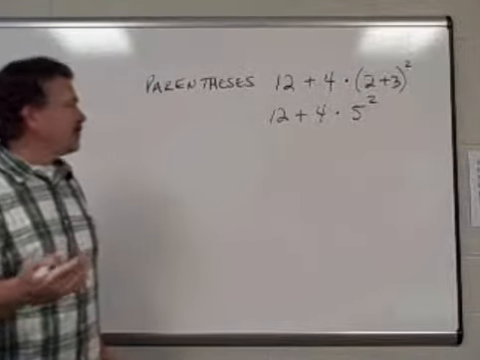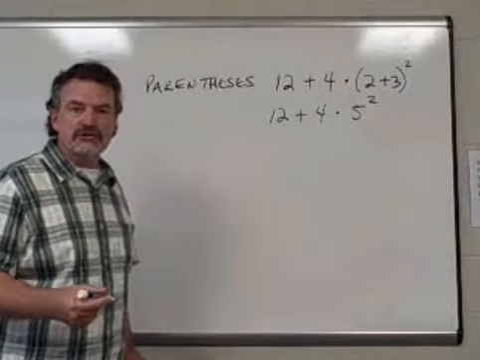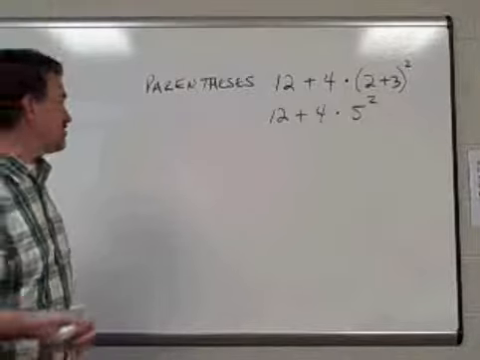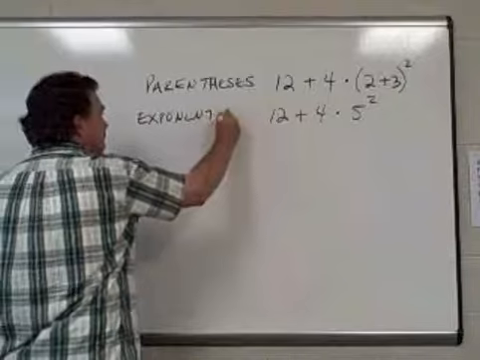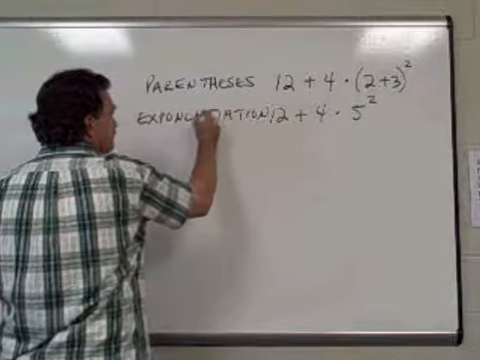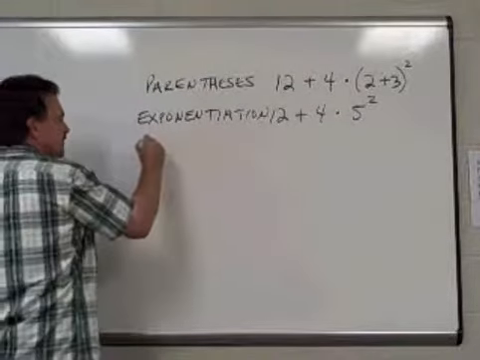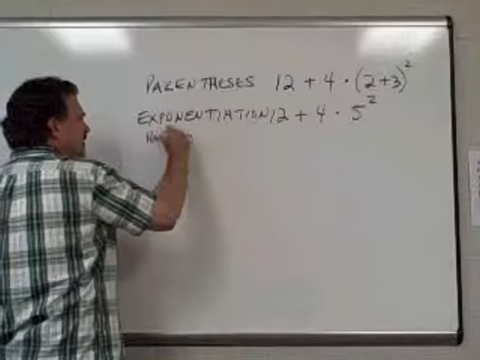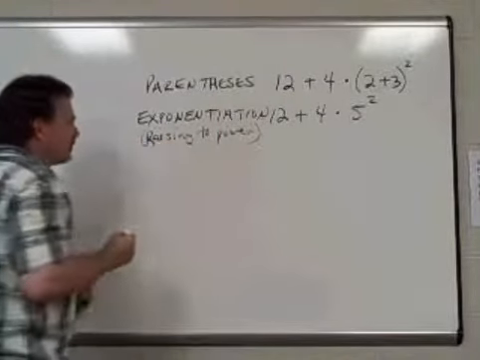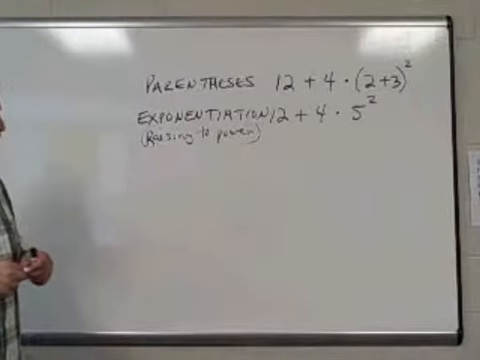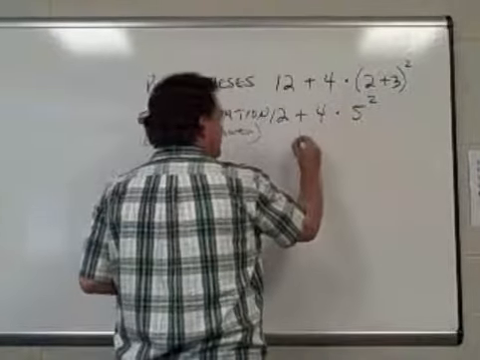The next operation in our order of operations is raising to a power, or it is also sometimes called exponentiation. Exponentiation is also raising to a power. That's the fancy term for raising to a power is exponentiation. So that would be my next step, would be to take 5 and raise it to the second power.